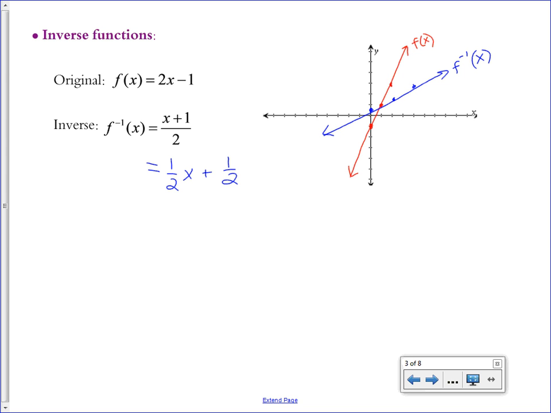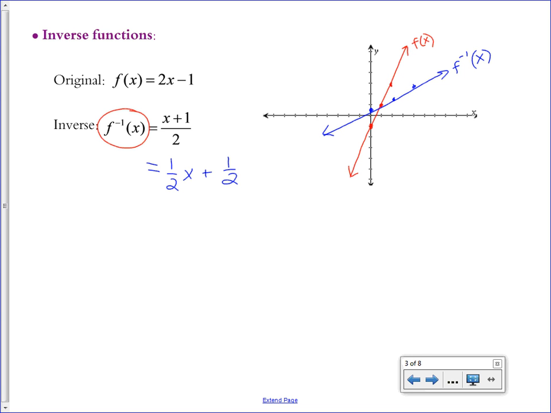The negative 1 notation in front of the parentheses x, when you're talking about functions, is not an operation. It doesn't actually mean a negative exponent. It's just a notation that means inverse function. So if you ever see the negative 1 with the f like that, it's the inverse function of the function f of x. So f of x and then f to the negative 1 of x. It's just a notation that means inverse.